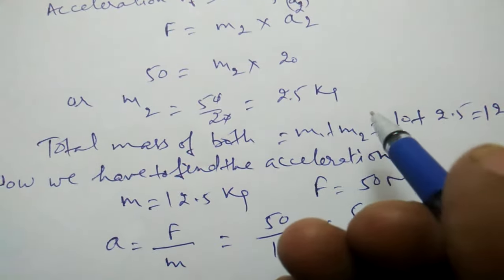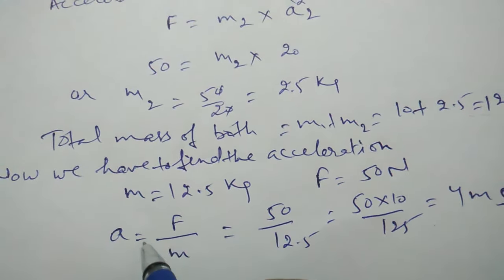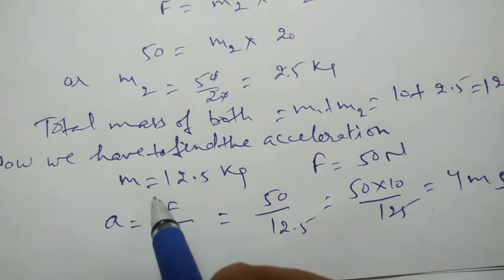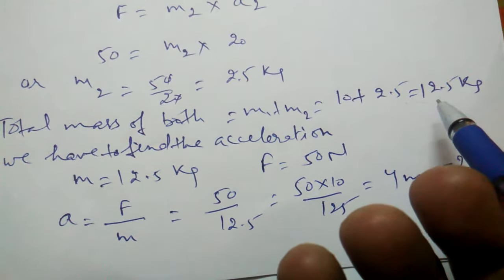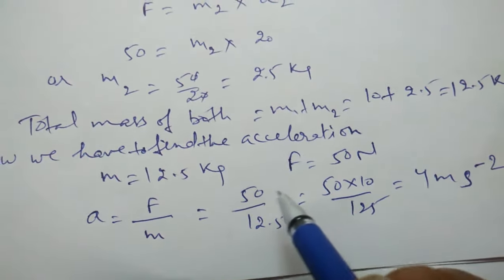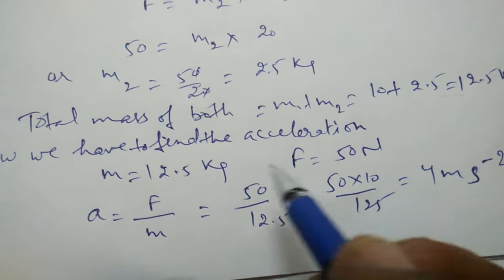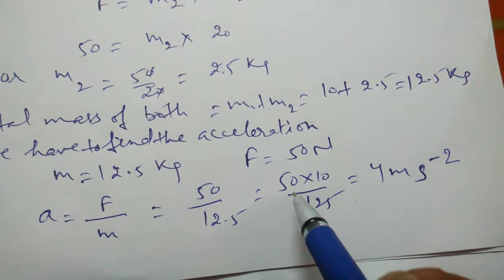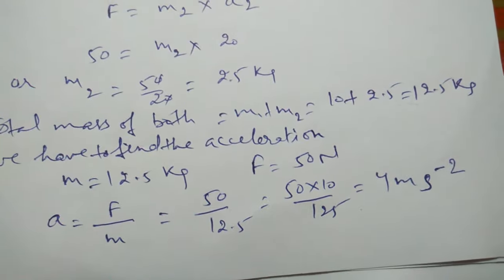All these things are given, we have to find out the acceleration. We know that acceleration is equal to force upon mass. Here the mass we have calculated is 12.5 kg and the force given to us is 50 Newton. Putting these values, after multiplying and dividing, it will come out to be 4 meter per second square. That's the answer.